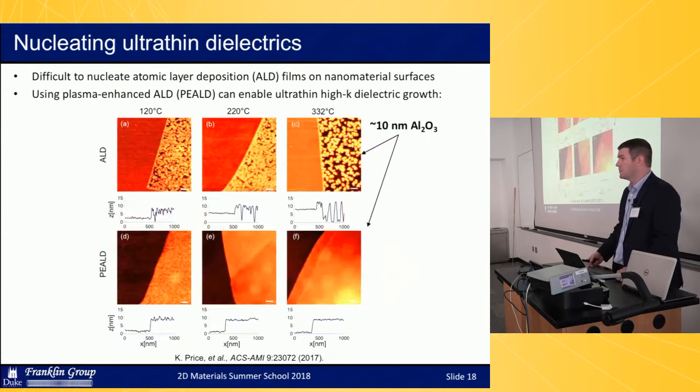So using plasma-enhanced ALD versus just traditional thermal ALD and growing the same thickness of material, you can see the difference across temperatures at the top with thermal ALD and the bottom with plasma-enhanced ALD, where if you get up to the 330 degrees Celsius range, you have a film that is really nice and uniform using the plasma-enhanced approach versus that still sporadic nucleation that occurs with thermal ALD.